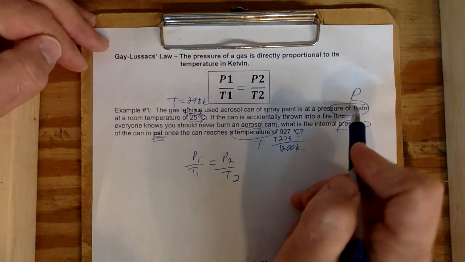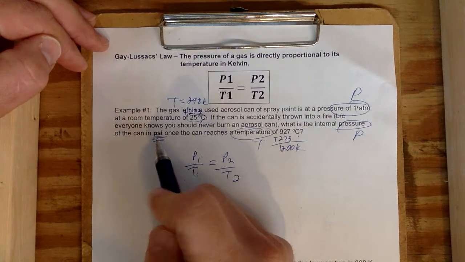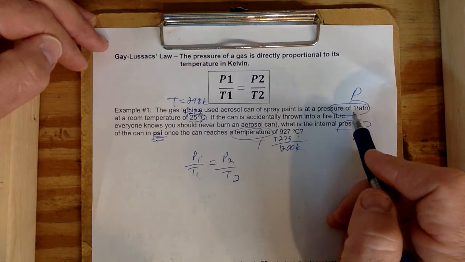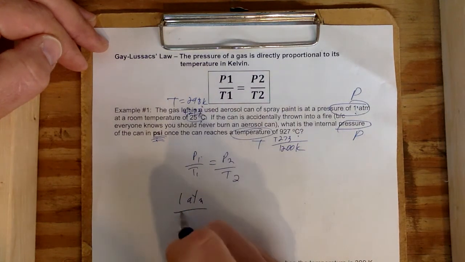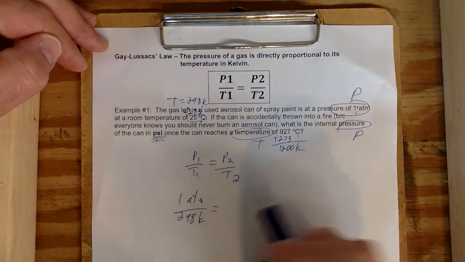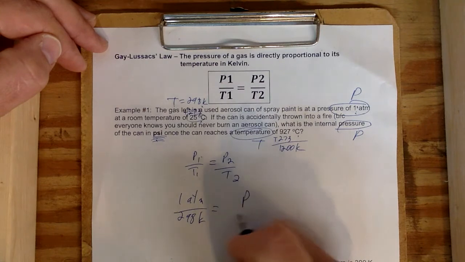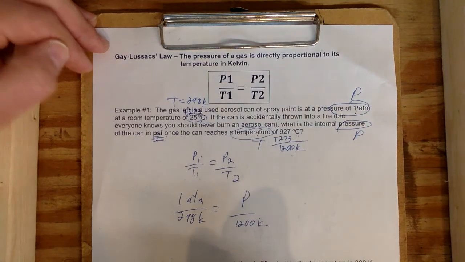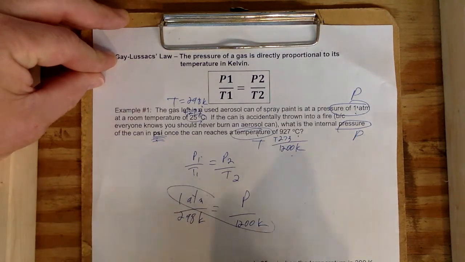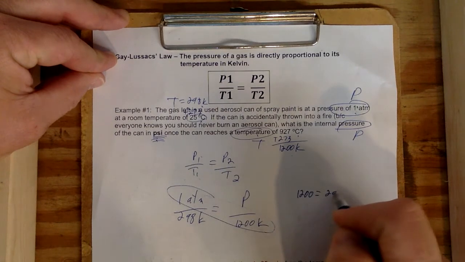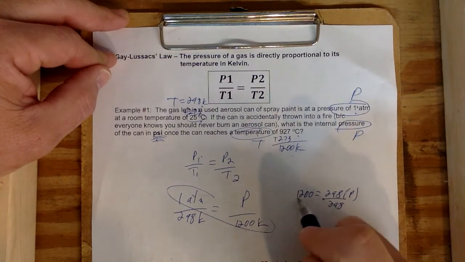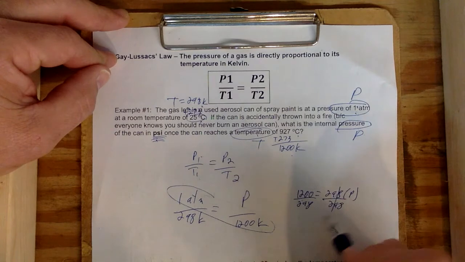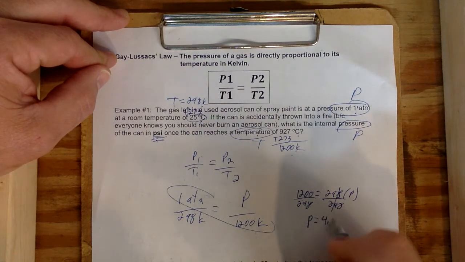Our first pressure is 1 atm. We could convert that into PSI right away, but since 1 is an easy number to work with mathematically, we'll save that conversion till the end. So I'm going to do 1 atm over my first temperature of 298 Kelvin equals my second pressure, which we don't know, over our second temperature of 1200 Kelvin. So now we're going to cross multiply and then divide like before. So 1 times 1200 gives me 1200 equals 298 times P. So I need to divide both sides by 298. And using your calculator, 1200 divided by 298 gives me a pressure of 4.03.